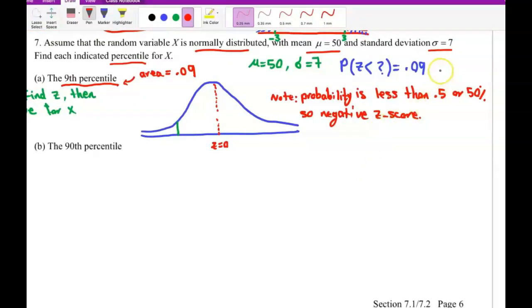Okay, so that means here z is less than negative 1.34. Okay, so I'm writing it just z is equal to negative 1.34.